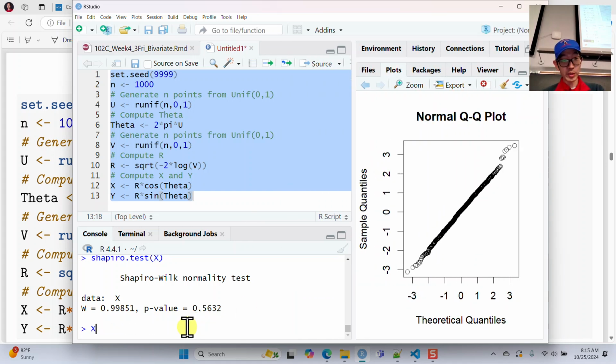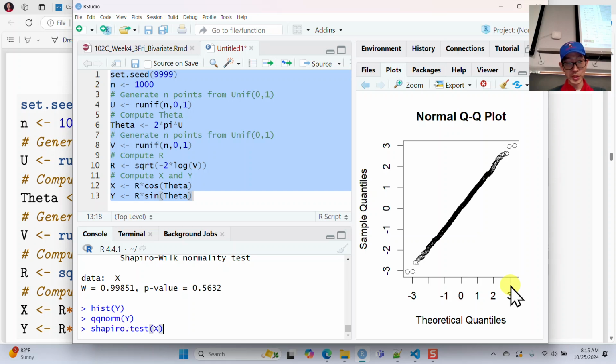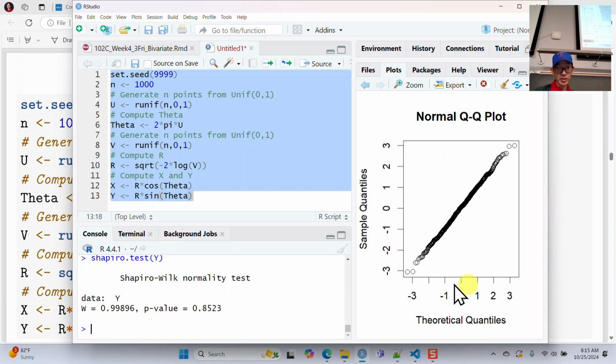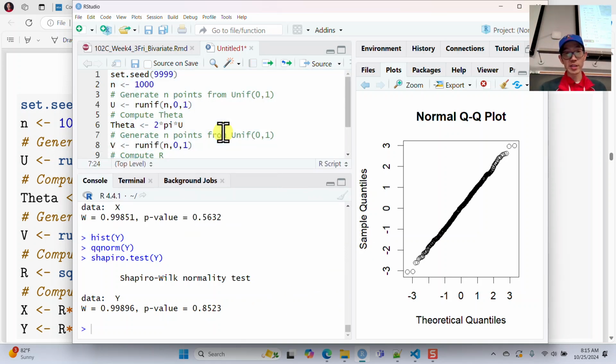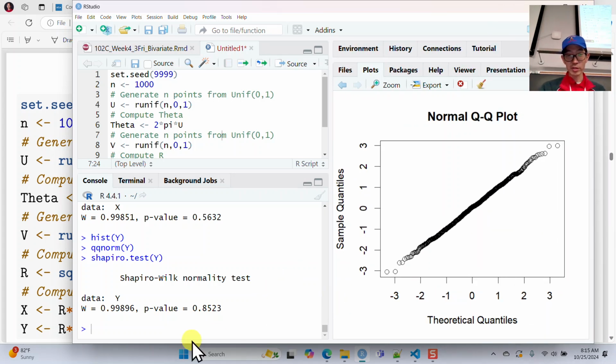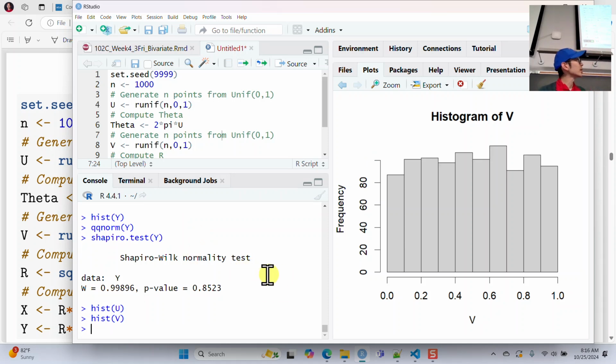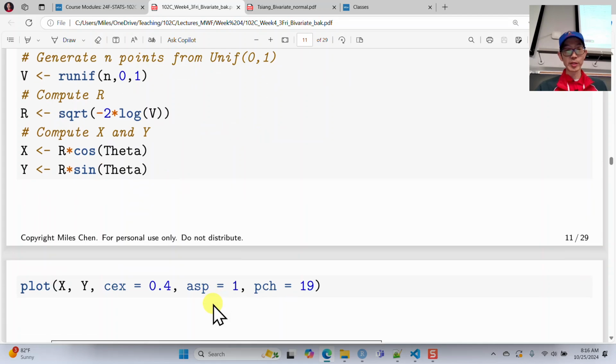Okay, and I can do the same thing for y. My y also looks normal. QQ norm of y also looks normal. And Shapiro test of y also gives me a p-value that indicates I don't have any evidence to say that it is not coming from a normal distribution. So that's good, okay? And that comes from U, which is random uniform. Histogram of V, also random uniform.